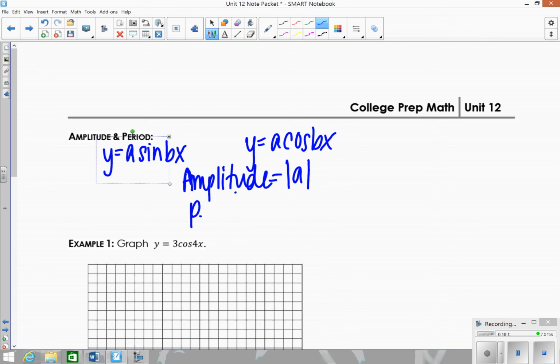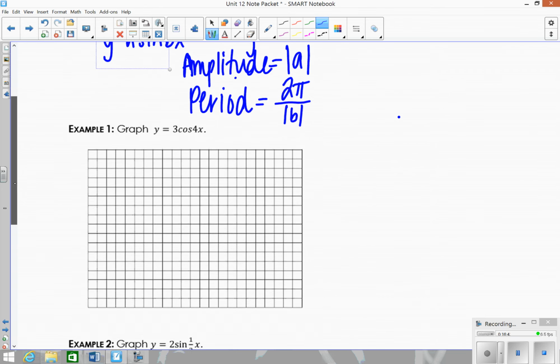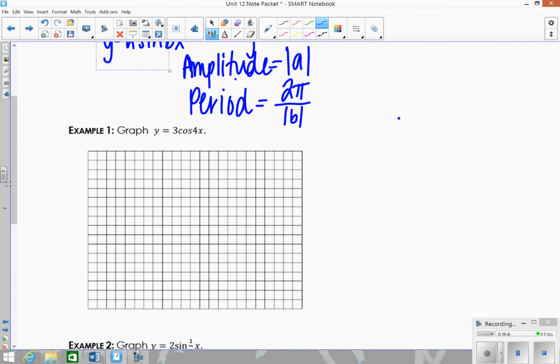And then the period, how long one cycle is, you can find by taking 2 pi because that's the standard period for sine or cosine. It's also how long it takes to go around the unit circle. You're going to take that and you're going to divide it by whatever b is. And it's got to be the absolute value because it's got to be a positive number. So those are your two formulas for this. And let's apply those to this example down here. So we want to graph y equals 3 cosine 4x.